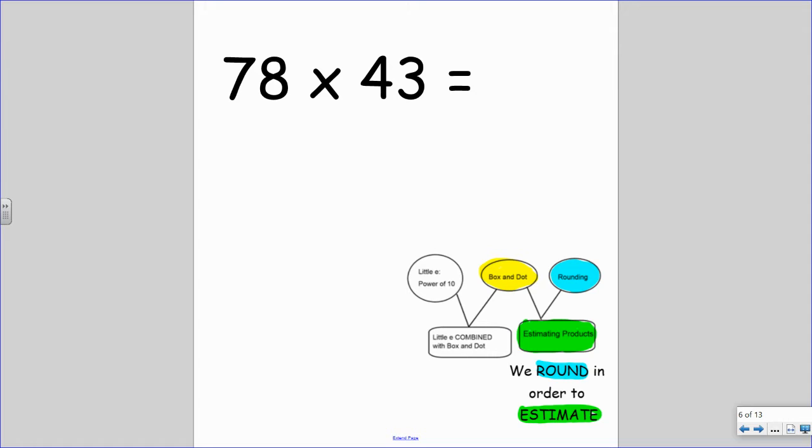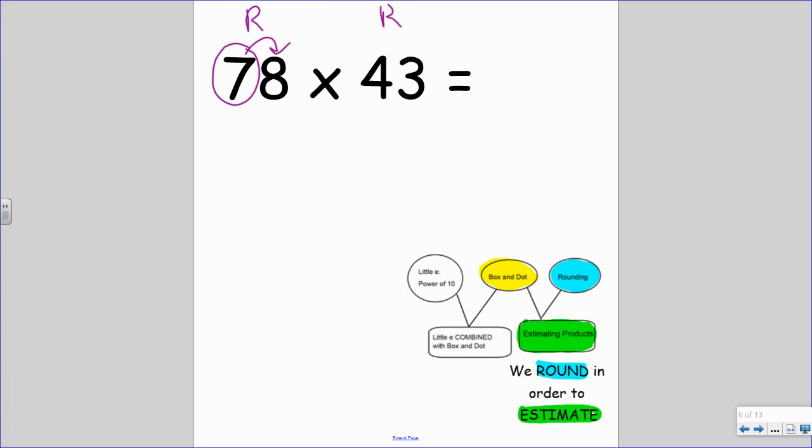We're going to simply combine rounding and box and dot to find out about what the answer is going to be. So we're going to actually start by rounding, and we're actually going to round each of our factors. And I know that before, to figure out who the boss is, you simply had to look at what place value we're rounding to. When we are asked to estimate, just round to the greatest place value there is. And we want to figure out a number that is around that factor.